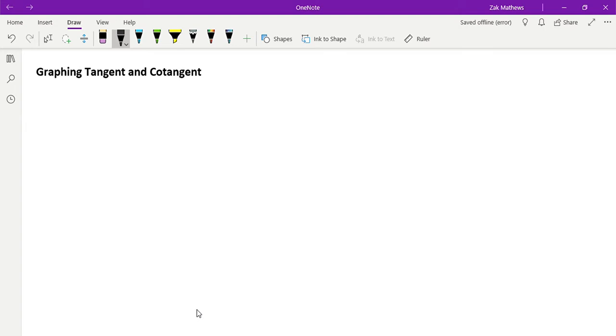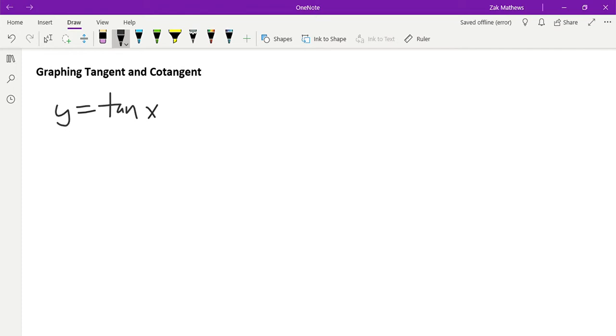Let's look at how to graph the tangent and cotangent functions. I'm going to start with tangent, y equals tangent x. We're going to rely on a lot of the skills that we had for sine and cosine, but we do need to know what the basic graphs of tangent and cotangent look like.